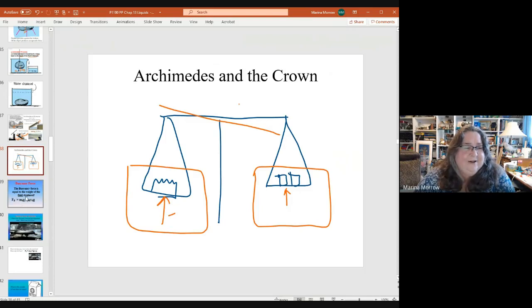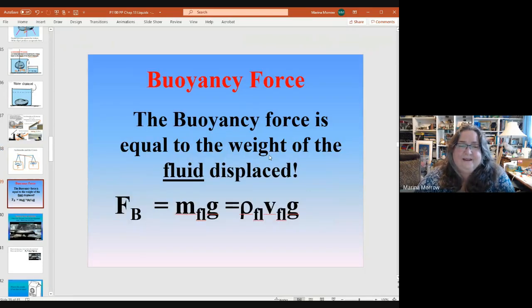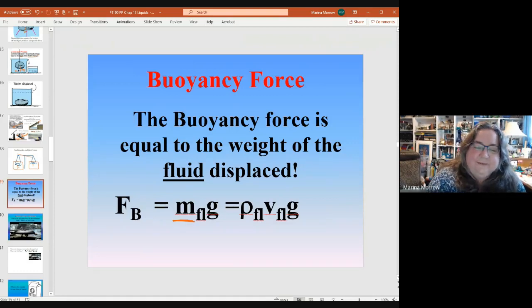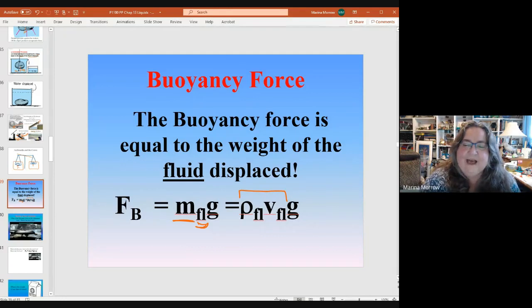Okay, so buoyancy force is equal to the weight of the displaced fluid. And so to get that, since weight is mass times g, in this case, we need the mass of the fluid, right? Mass of the fluid. So I'm putting FL here for fluid. And g, of course, is the usual acceleration due to gravity. But another way to get mass is to think back to density. Mass is density times volume. So I've got the density of the fluid times the volume of the fluid times g. And with that equation, I can figure out a buoyancy force on an object.